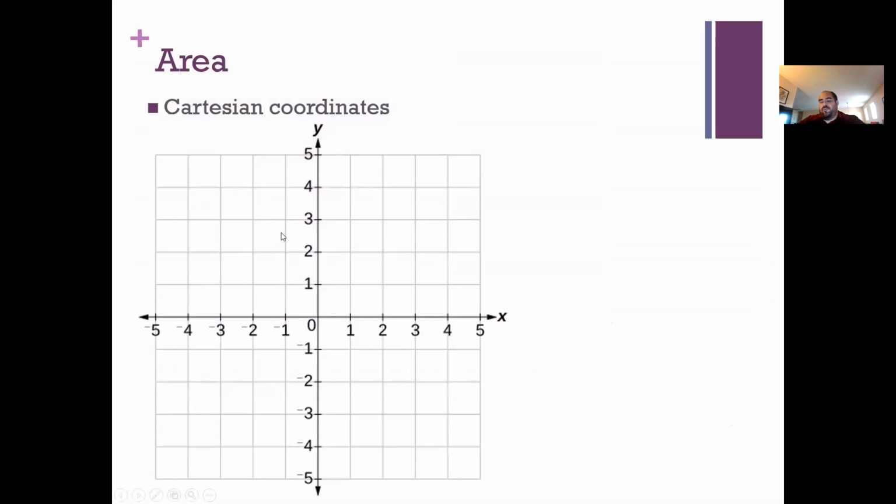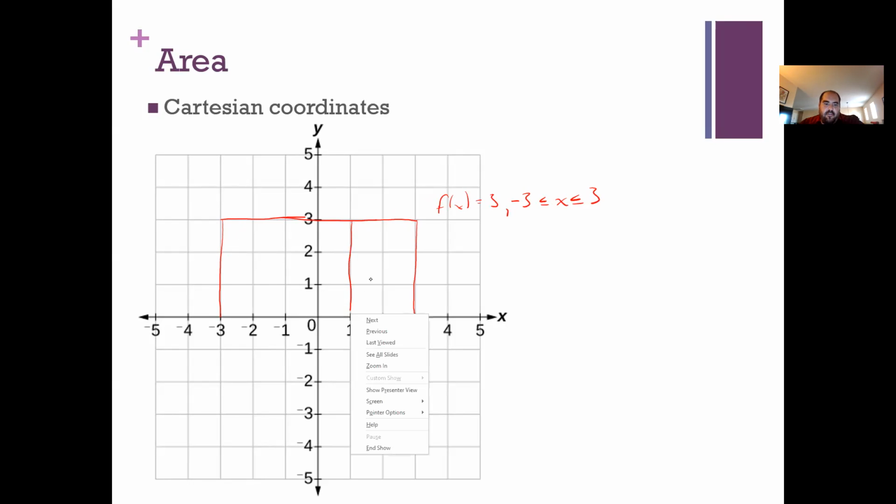So let's just talk about how we do area in Cartesian coordinates. And I'm going to keep this really simple. Let's say that I am looking at this function, f of x equals 3 over the interval -3 to 3. So really, I am looking at this area here, and I'll just take one representative vertical stripe of this.